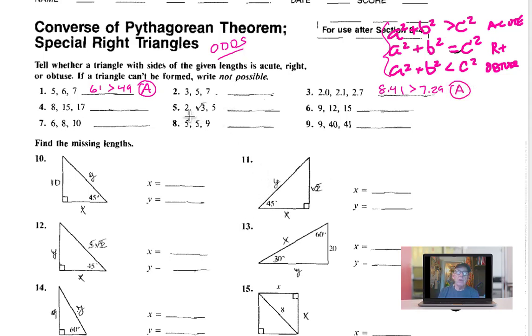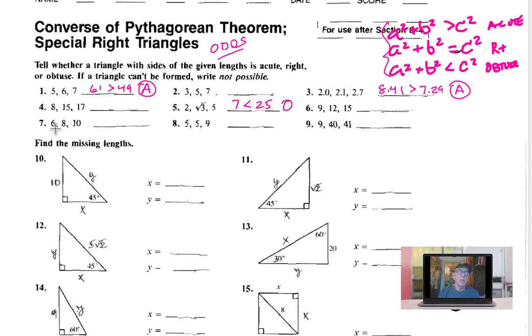Let's look at number 5. We've got 2 squared plus root 3 squared. Now root 3 squared is going to be root 9, which gives us a 3. And 2 squared is 4. And 4 plus 3 gives us a 7. And 5 squared is going to give us a 25. So we got 7 versus 25. 7 is less than 25. A squared plus b squared is less than c squared. That's going to cause this to be an obtuse triangle.